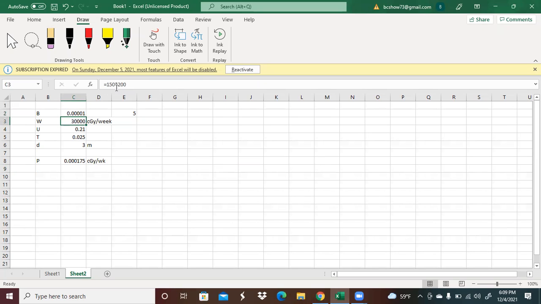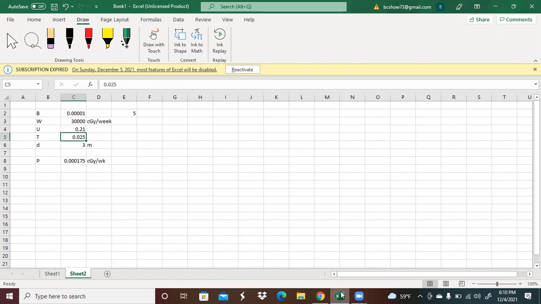The workload here is going to be 150 treatments multiplied by 200 centigray. So that's going to be how much centigray per week is actually being delivered at that particular point. The use factor is going to be applied against a wall. Since most elevators are going up and down, we're going to say that is a side wall, not a floor or ceiling, so the factor is just going to be 0.21.